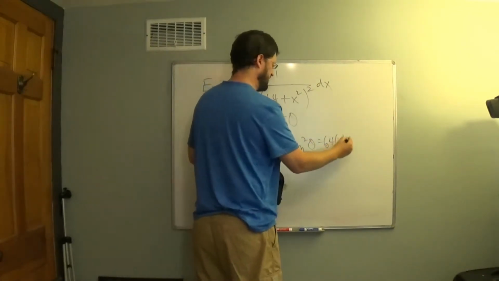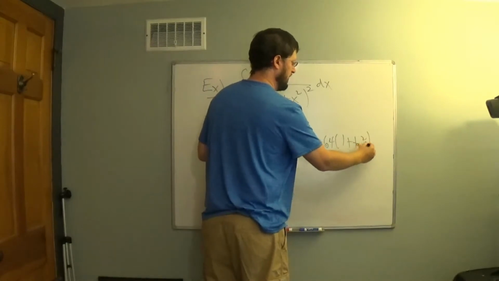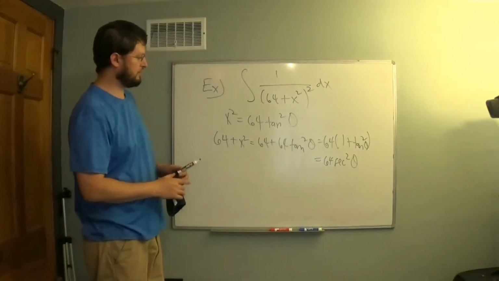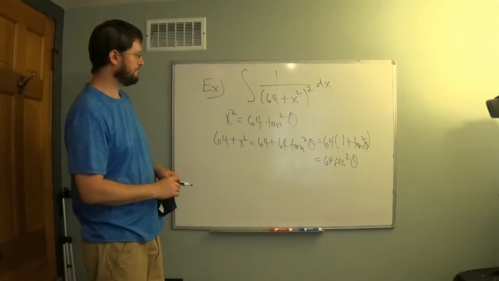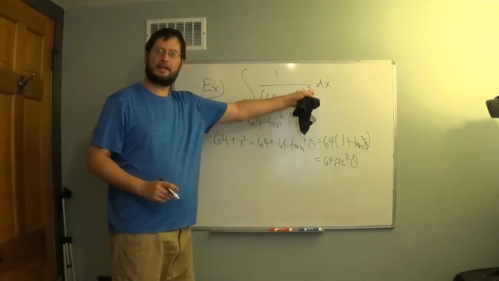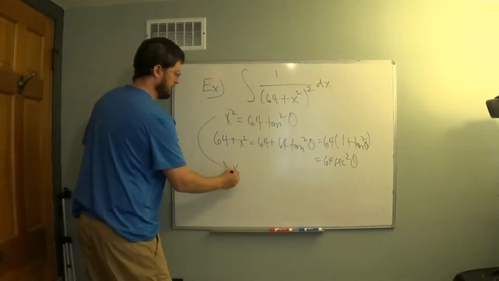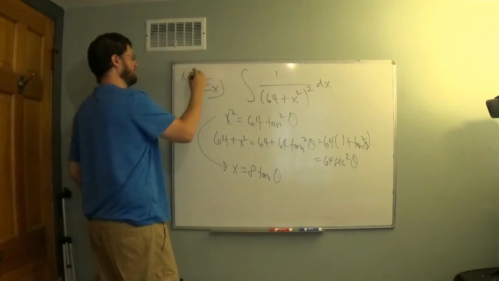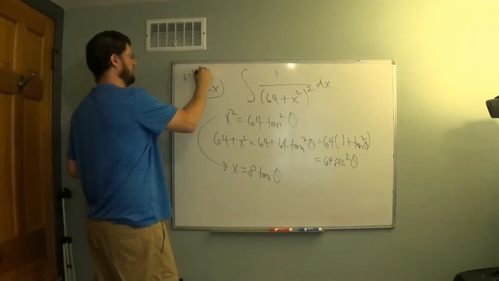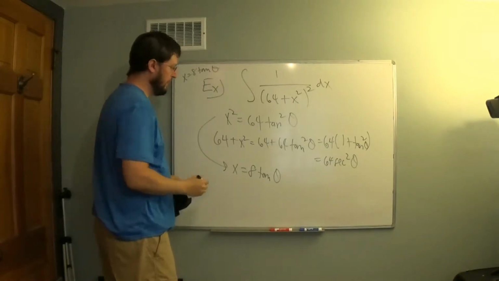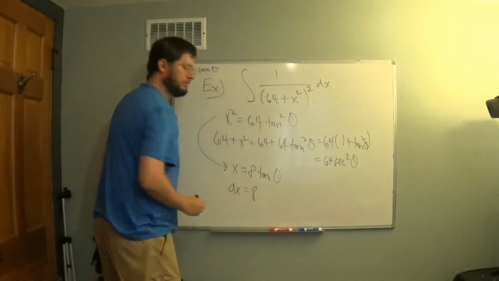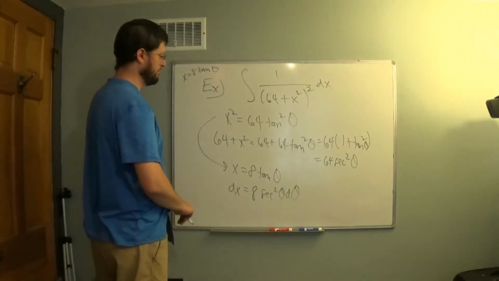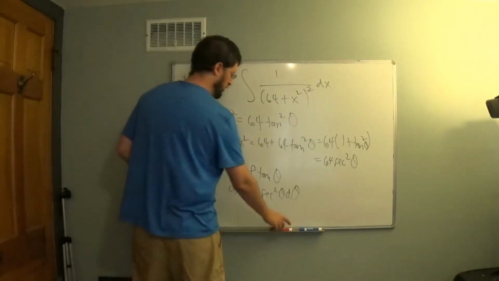So then we can factor that 64 out. I get 1 plus tan squared, which is 64 secant squared. 1 plus tan squared is secant squared. So that's the entire denominator. We'll square that, but we also need dx. And we get that by first going to x is equal to 8 tan theta, which we'll save for later. And then taking its derivative. Derivative of tangent is secant squared, d theta.